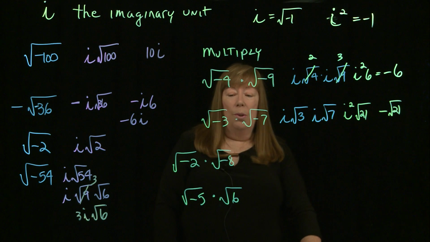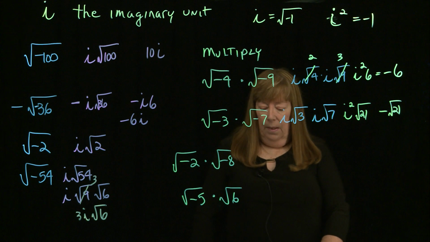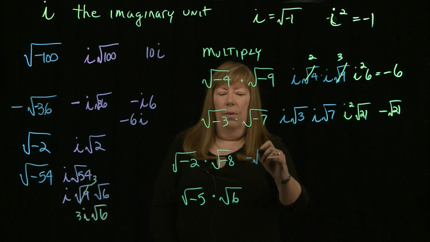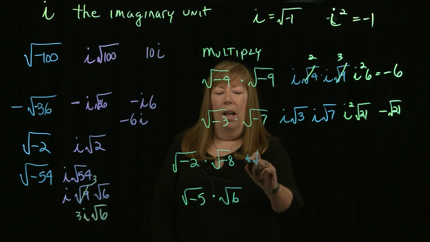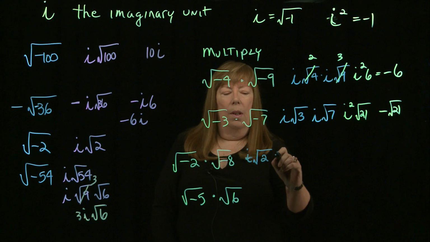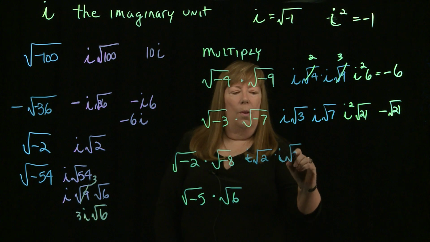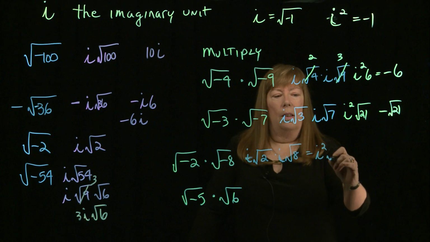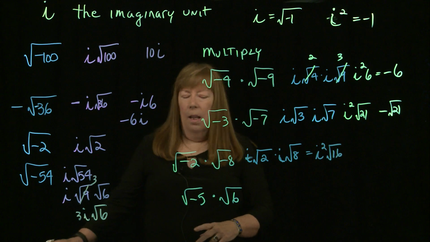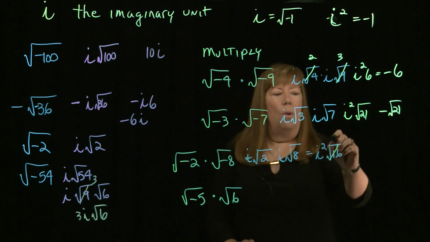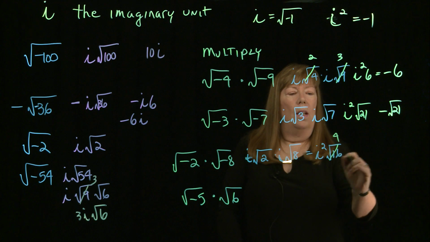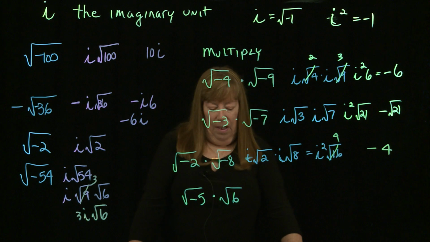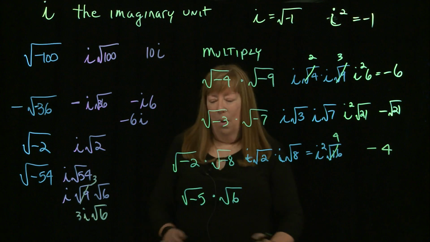The square root of -2 times the square root of -8. Let's see. That's going to be i times the square root of 2 times i times the square root of 8. So we got i squared times the square root of 16. And 16 is a perfect square, right? It's 4. So that's going to give me 4, and i squared is just -1. So that's going to be -4. Good, one more.